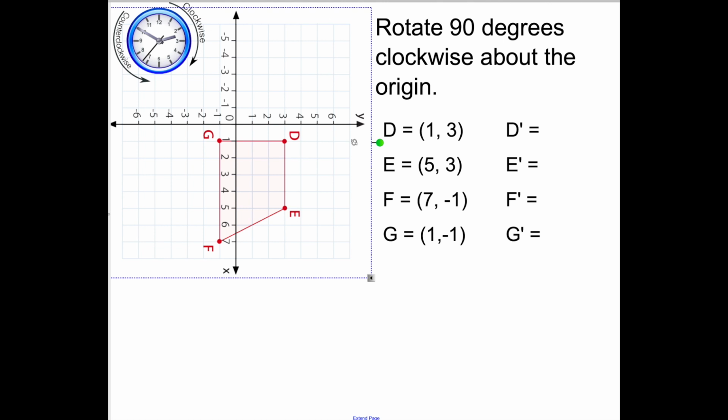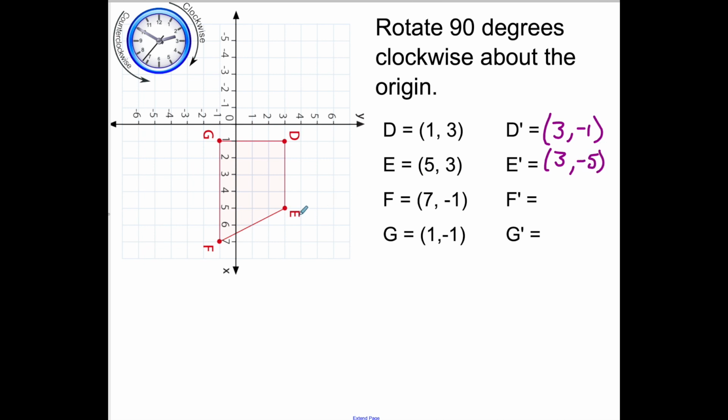That it went to a completely different place. So if we pretend that now this is a positive x, this is positive y, this is negative x, and this is negative y, then the point D goes to 3, negative 1. The point E goes to 3, negative 5. So I'm using the numbers as a guide, but I'm remembering to be very careful about my positive and negative signs. F goes to negative 1, negative 7.